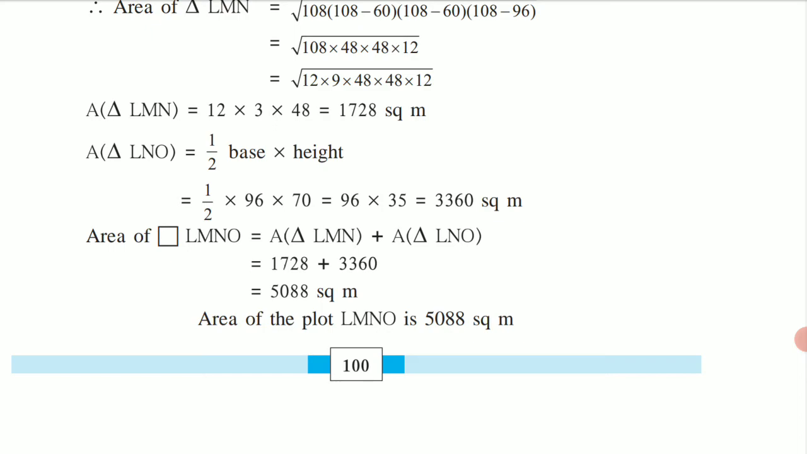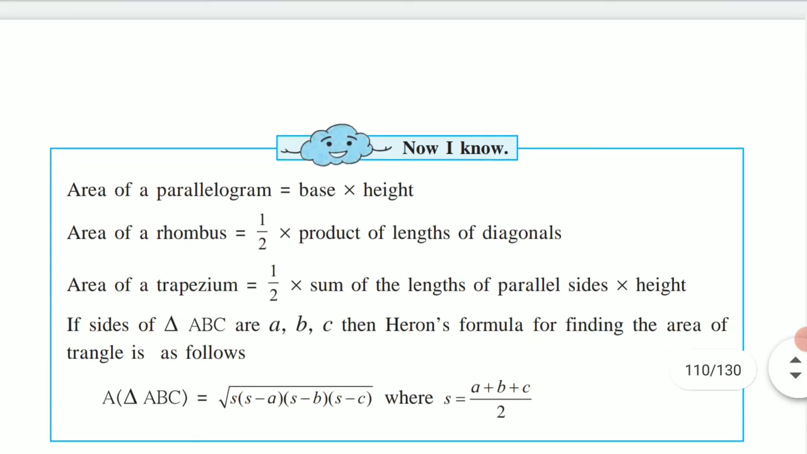Now area of quadrilateral LMNO is equal to area of triangle LMN plus area of triangle LNO, which is equal to 1728 plus 3360, equal to 5088 square meter. Area of the plot LMNO is 5088 square meter.